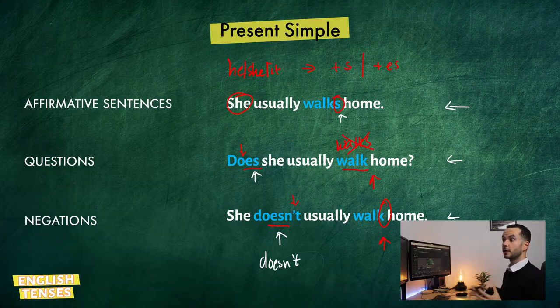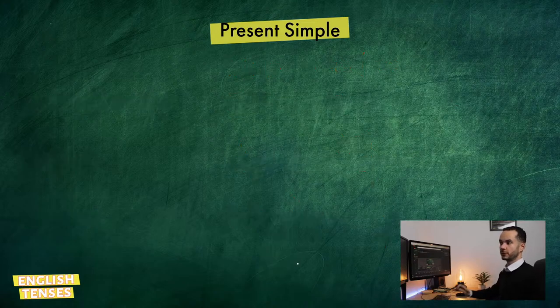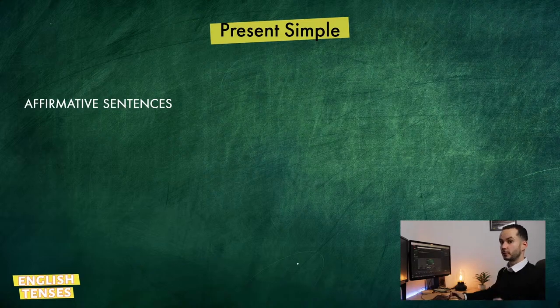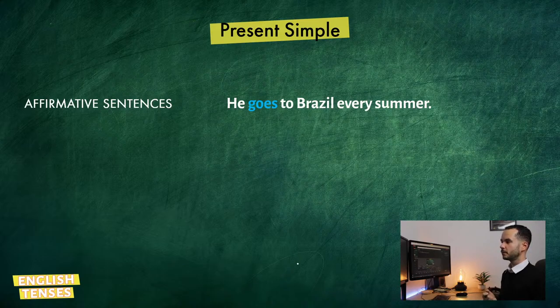So those are ways to make affirmative sentences, questions, and negations with present simple. Here's another example. He goes to Brazil every summer. You see that we get extra ES because the main, the full verb is to go. And because it ends with an O, we need to add extra ES.